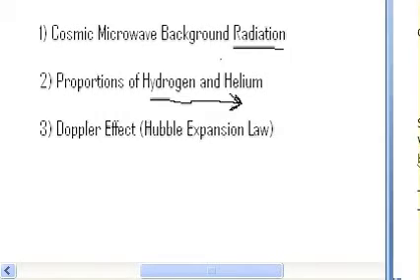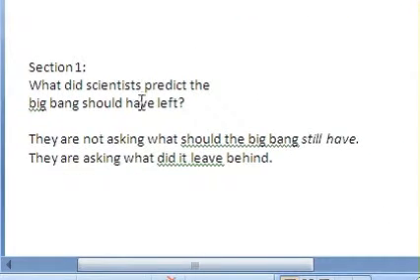They're not asking what the Big Bang should still have or what it should have left. They're asking, what did it leave behind? What should it have left behind? If the Big Bang is true, what evidence should it have left behind? That's the question they're asking, and that's basically what we've just been talking about. It should have left behind this cosmic background radiation and a certain proportion of these elements we discussed.